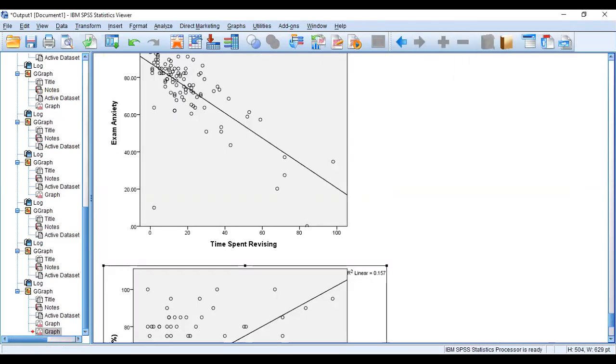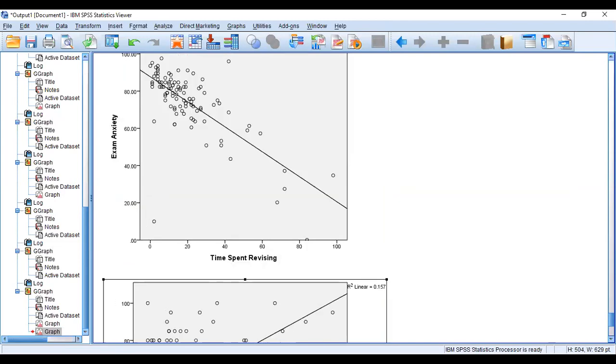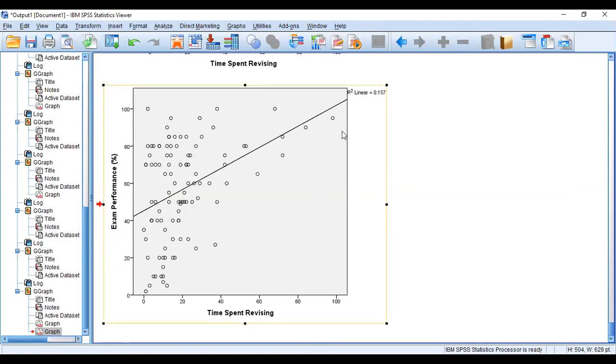So now in both the cases, this is our negative correlation. This graph shows negative correlation between the two variables, and this one would be the positive correlation. It means if we give more time to our study, then exam performance would be high. So there is a positive correlation between the two variables.